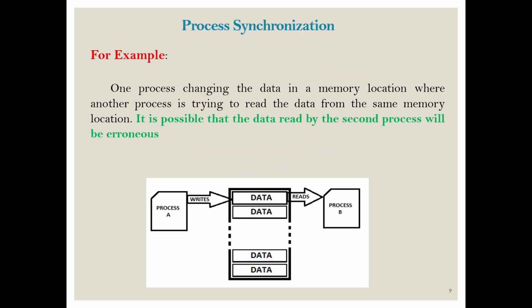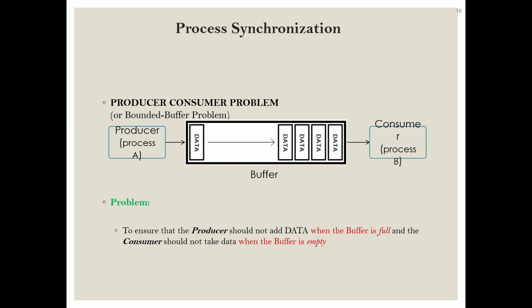So what is meant by process synchronization? While we take process A and write data, that data is read by process B. It is possible that the data read by the second process will be synchronized, or the producer process A will get into the buffer and the buffer will produce the data, meaning it consumes some of the data in the buffer so it can be easily executed after the data has been taken by process B.